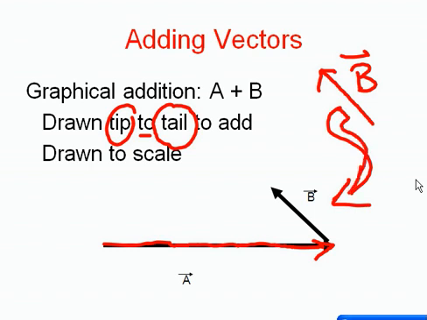So B is moved down, and the tail of B, if you think of it as an arrow, is right here at the tip of A, and it still has the same direction and magnitude. So that would be how you would add vectors together, and then we'll take a look at what you get as a result.